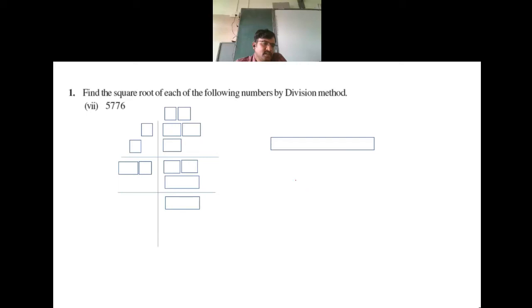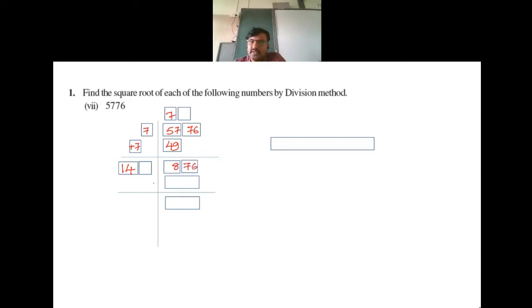Uday, tell me what are the groups here? Sir, one group is 57, another is 76. The nearest square number to 57 is? 49, sir. 7 times 7 is 49. 7 should be added up. What do we get? 14. 57 minus 49 is 8, remainder is 8. Correct.